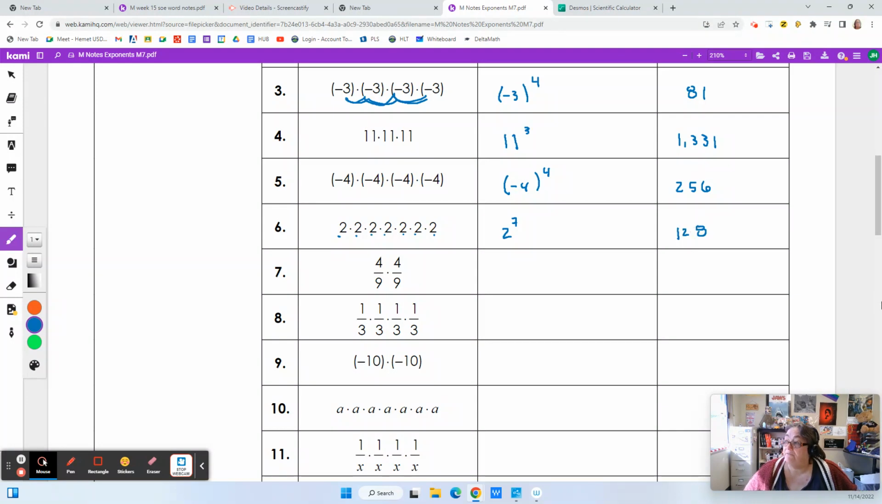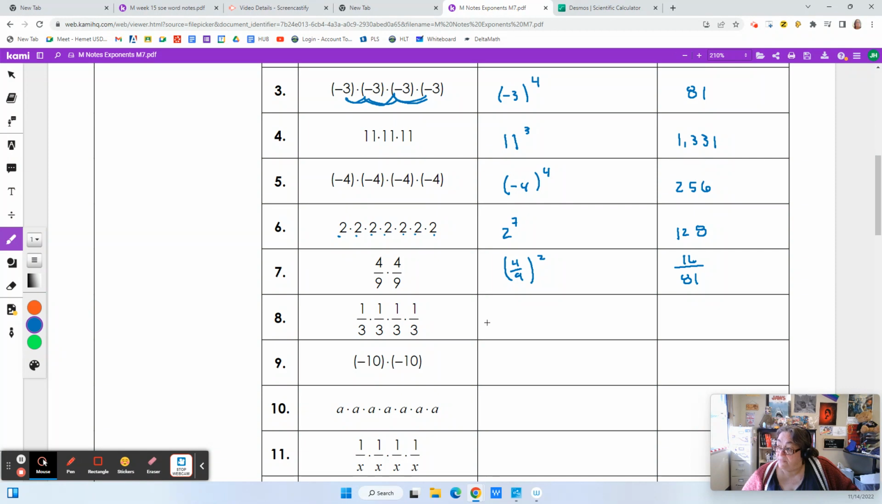What about when we have a fraction? Ooh, how's that going to work? Well, here I have 4/9 times 4/9. So that would be 4/9 squared, which means that we square each part of that. So we would have 4 squared, which is 16, over 9 squared, which is 81. So you're going to square the 4 and you're going to square the 9, right? You're going to raise each piece to that power.